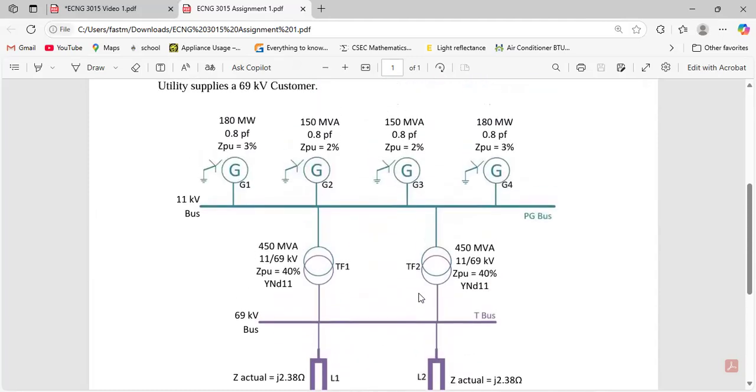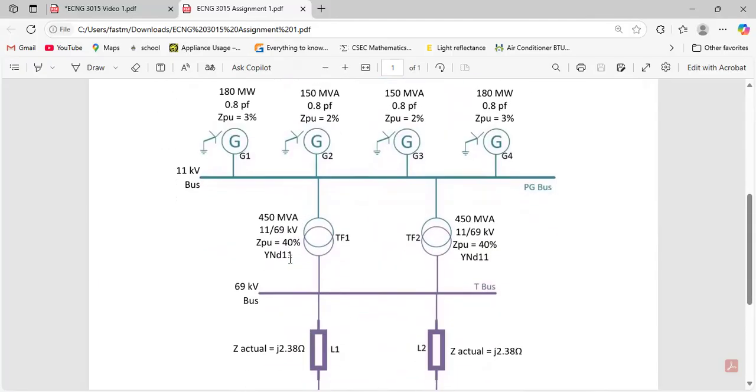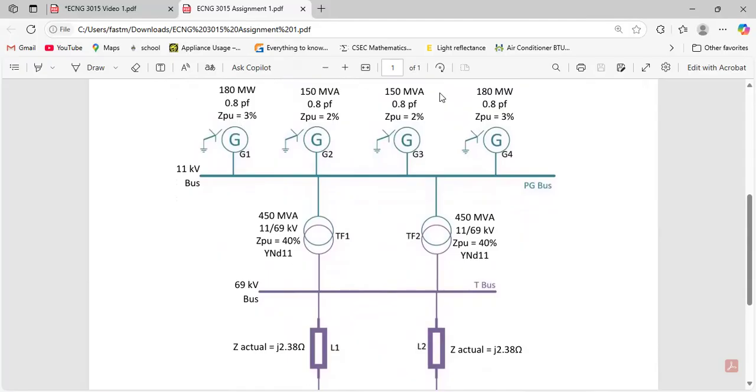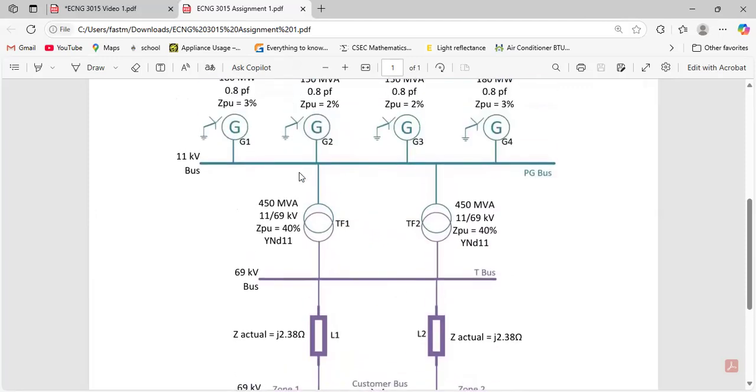But for now, you can clearly see in this, the first problem, as you will notice, is that every single component is on a different MVA base. The MVA base will basically determine the impedance and everything else that you will see. So in this setup, the generators are on different MVA bases. The transformers are on different MVA bases. And that's basically the only two things that are on different MVA bases.